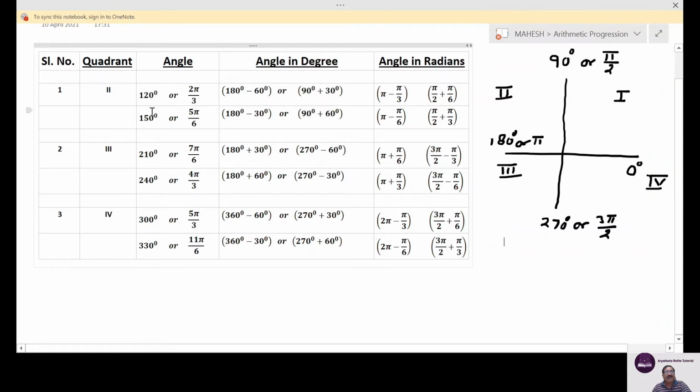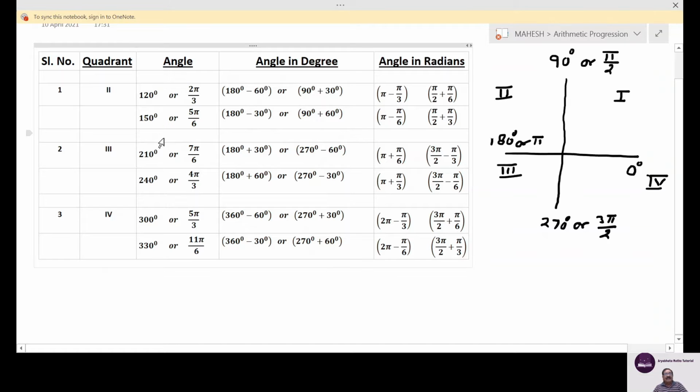Similarly, 150 degree also lies in the second quadrant, and this 150 degree can be described as 180 minus 30 degree or 90 plus 60 degree. Therefore, similarly 5 pi by 6 can be described as pi minus pi by 6 or pi by 2 plus pi by 3.